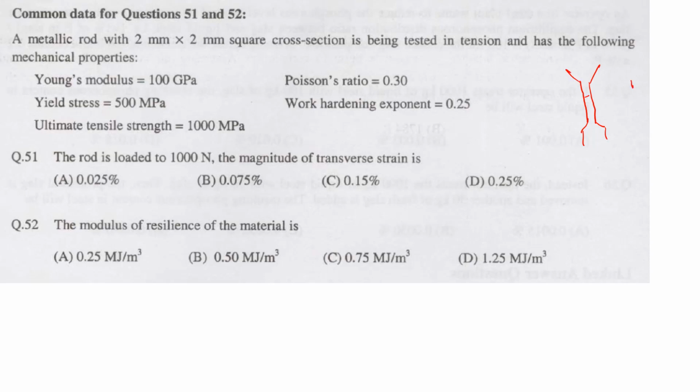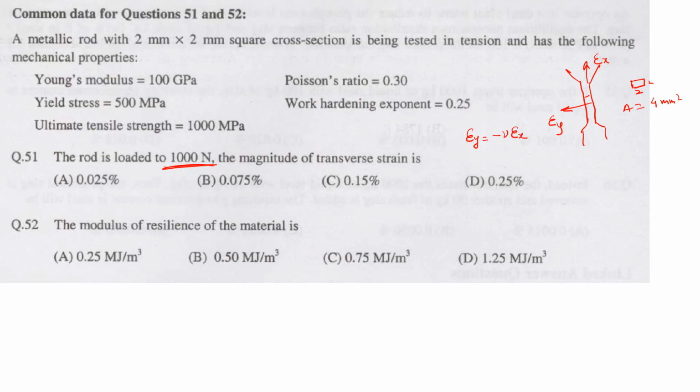and the area of this specimen looks like this, 2 into 2. So the area will be nothing but 4 mm square. Now this is loaded to 1000 Newton, and we need to calculate the magnitude of transverse strain. So to calculate the transverse strain, the strain in this direction is epsilon y, and the other is epsilon x. What is the relation between epsilon y and epsilon x? Epsilon y is equal to minus mu times epsilon x. This is the relation, right?